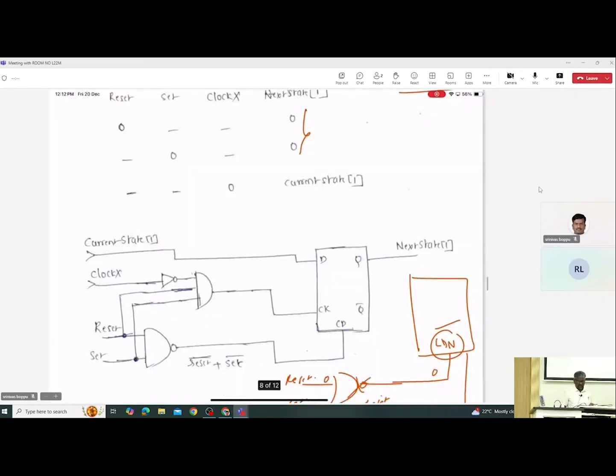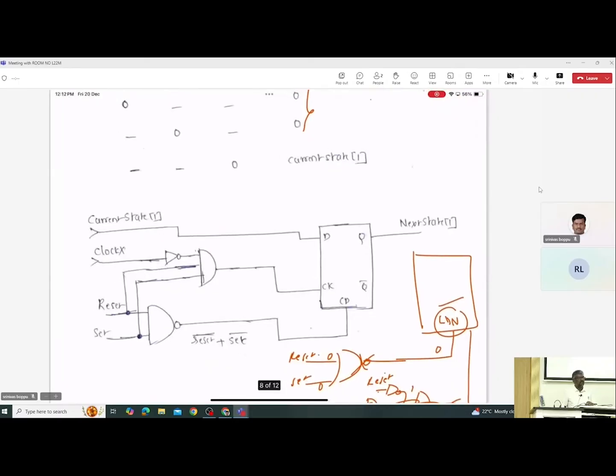Now if you look at this condition, we have reset bar plus set bar, right? So what is the condition? Reset bar plus set bar. What will happen? Either one of them is 0. For instance, if one of them is 0, reset bar or set bar will become 1, and then I can connect it directly to the CD.